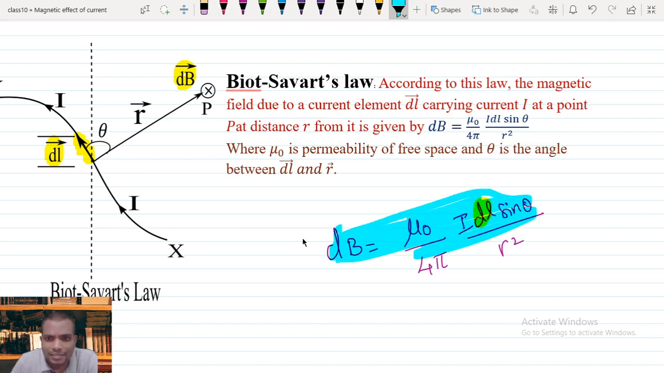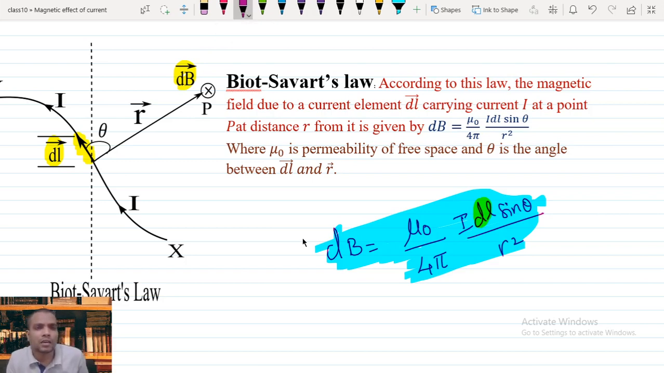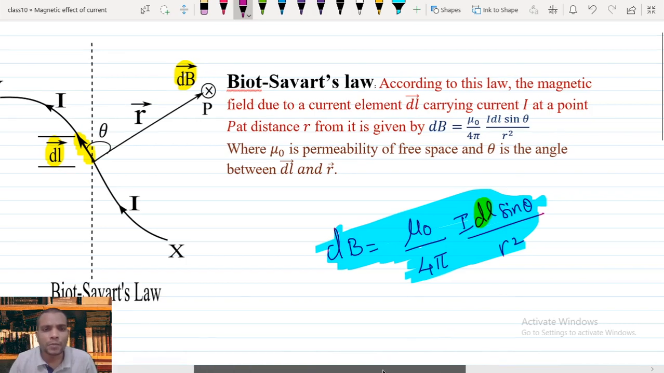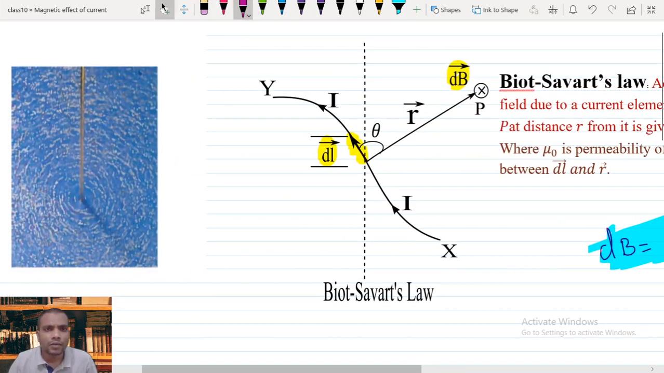To find the direction, here we used the right hand corkscrew rule. It means if dl is rotating about the position vector r, the right hand corkscrew rule says the alignment of the magnetic field, which will be inside or outside. So in this case, the magnetic field is moving into the page, or we can find this by using the right hand thumb rule.